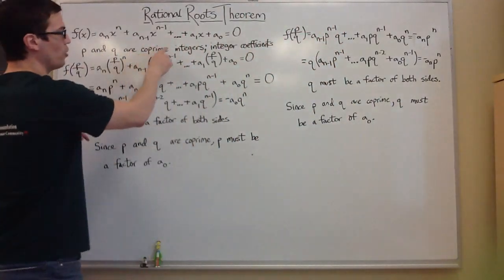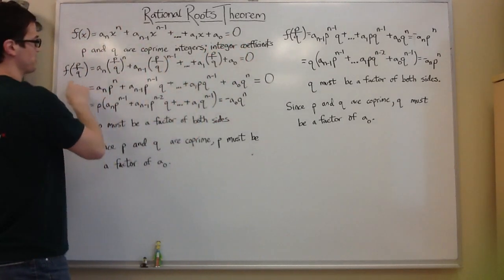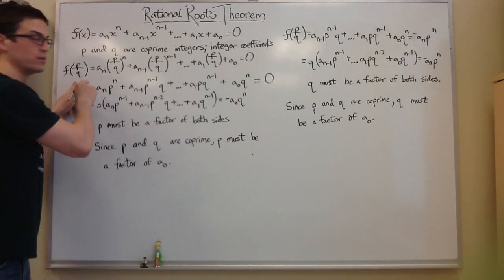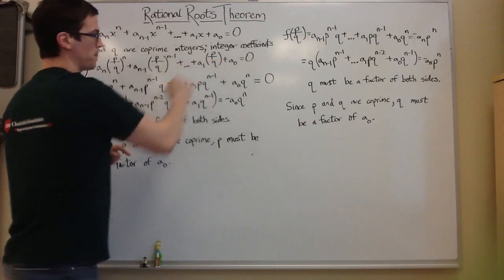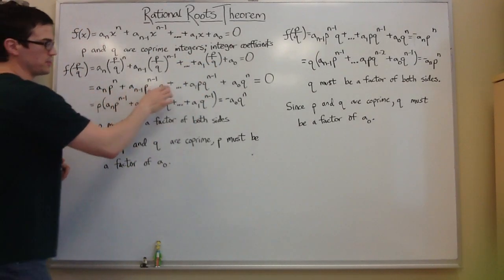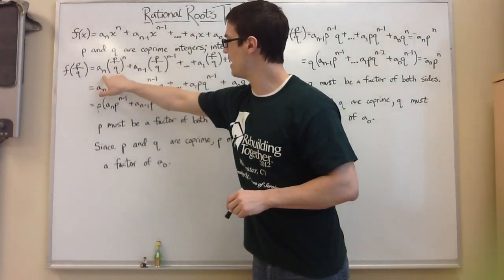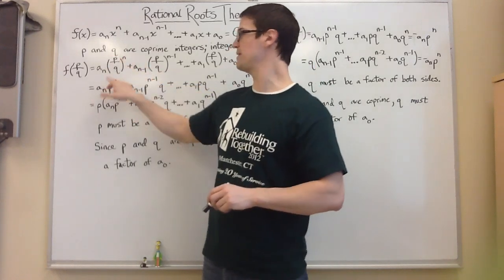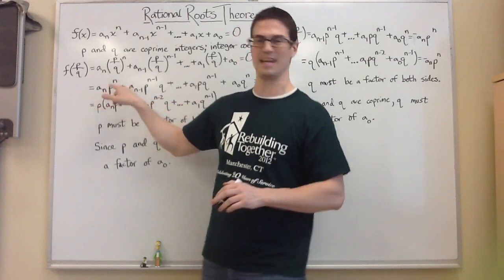So P and Q are coprime integers, and the coefficients are all integers as well for this. So what I did for this first one is I inputted for x, P over Q. As you can see right here, I just replaced this x with P over Q in the function. Next, I multiplied each of these terms by q to the n power. Okay? So I have a_n times (p over q) to the n power, and I multiplied that by q to the n power, and it canceled out the q to the n. As you can see, it just says a_n p to the n.